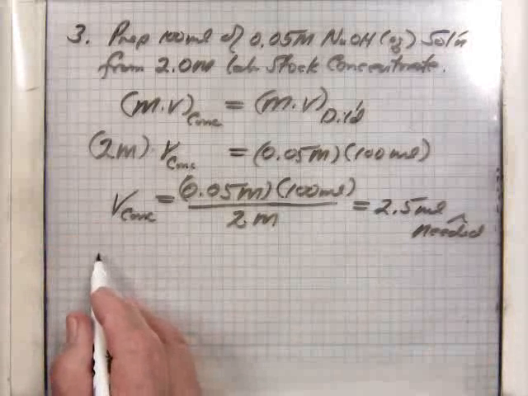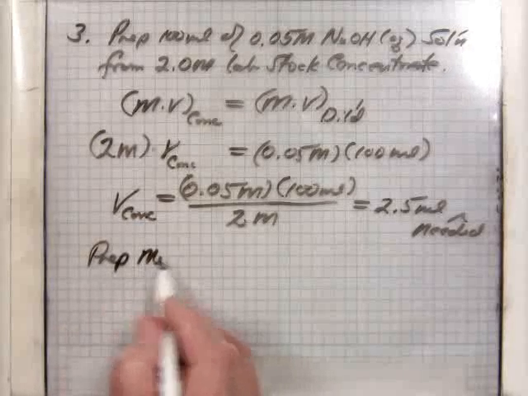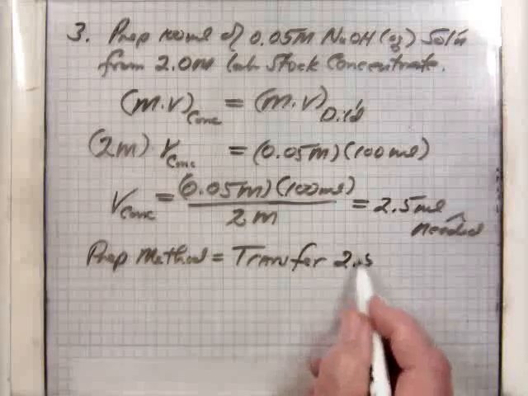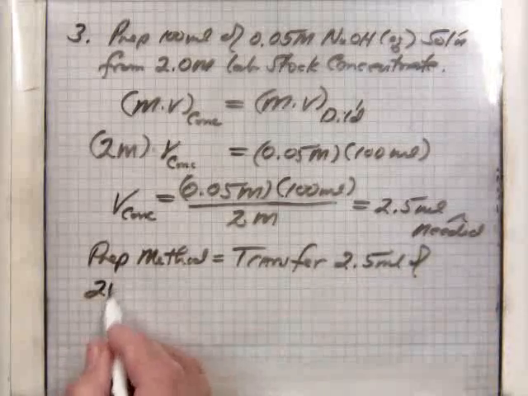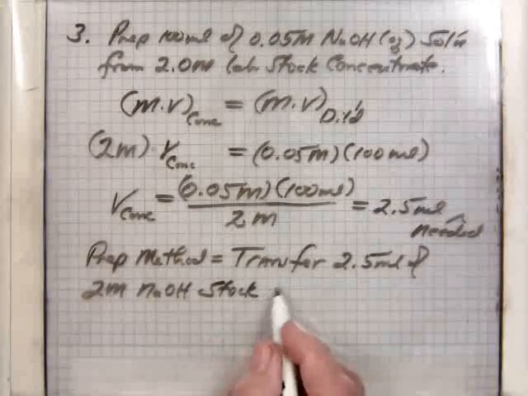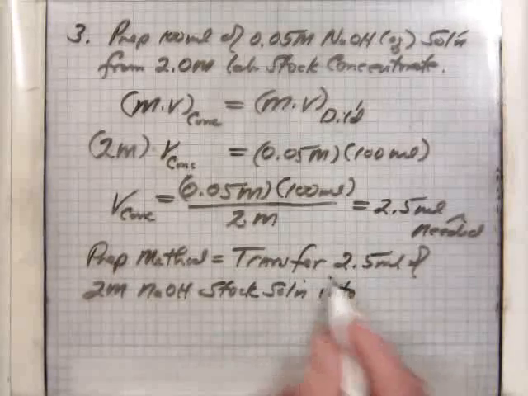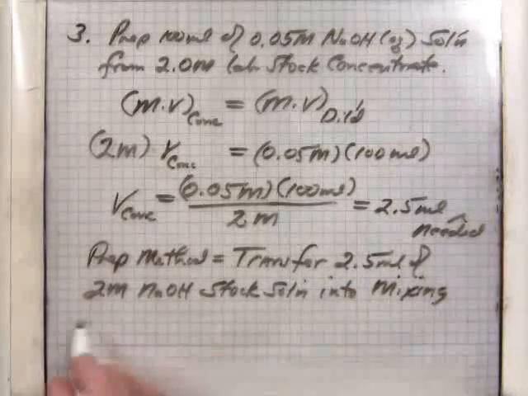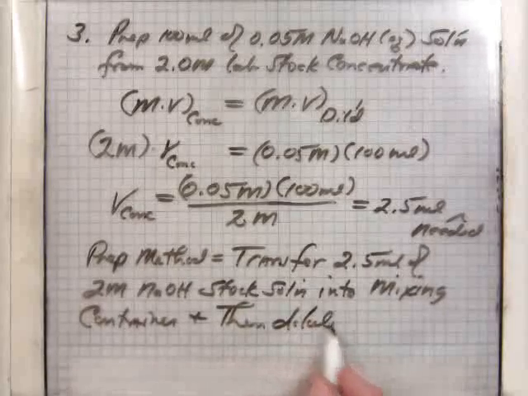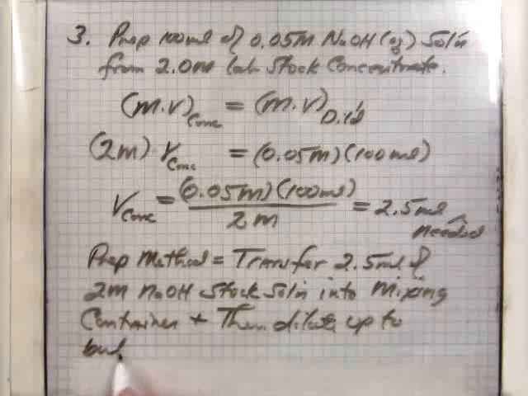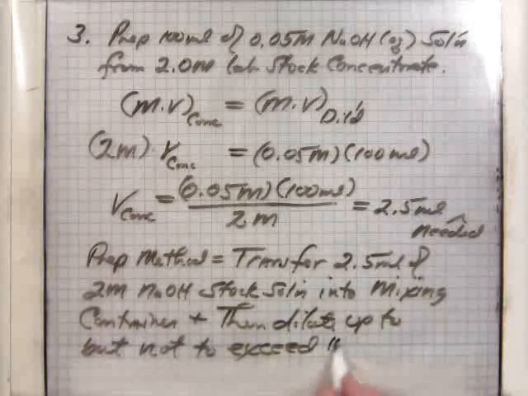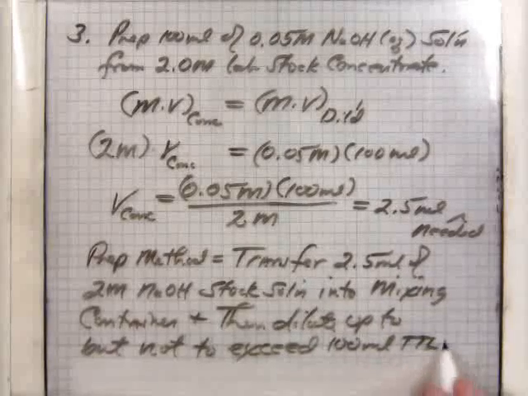So the prep method is transfer 2.5 milliliters of 2 molar NaOH stock solution into a mixing container, and then dilute up to, but not to exceed, 100 milliliters total volume.